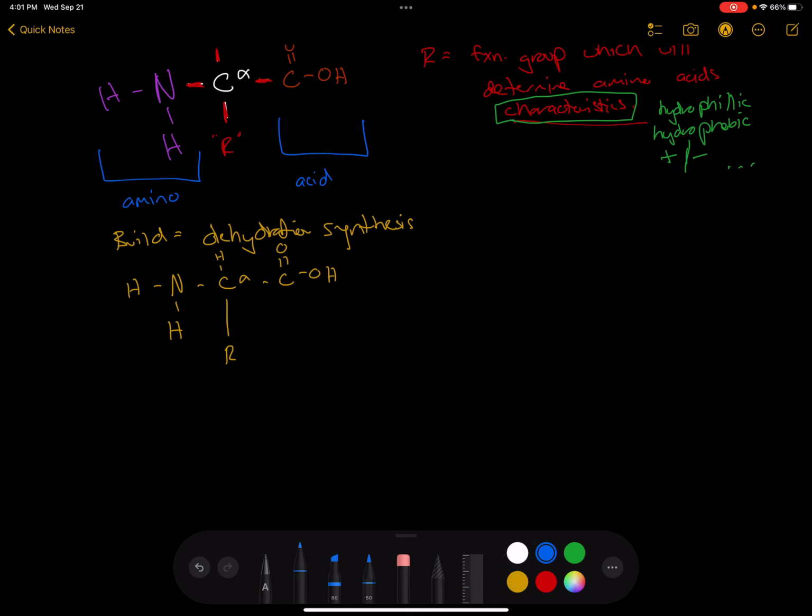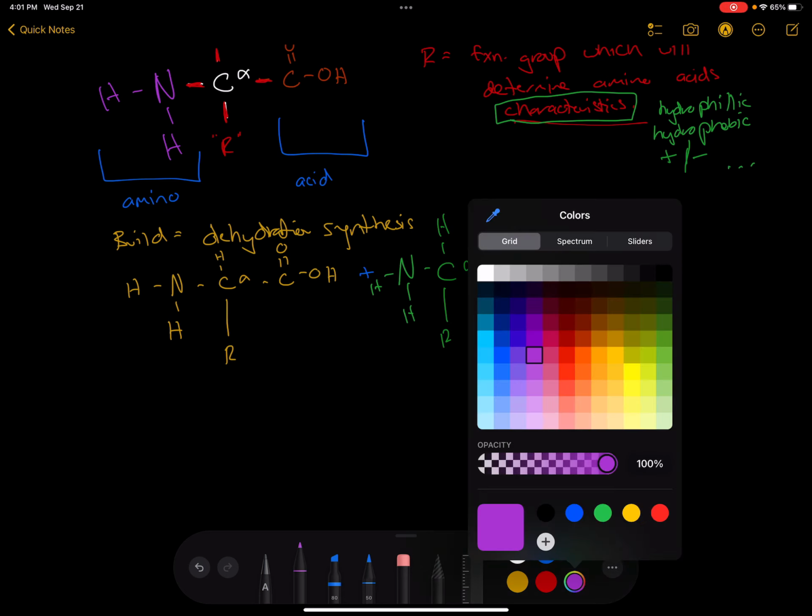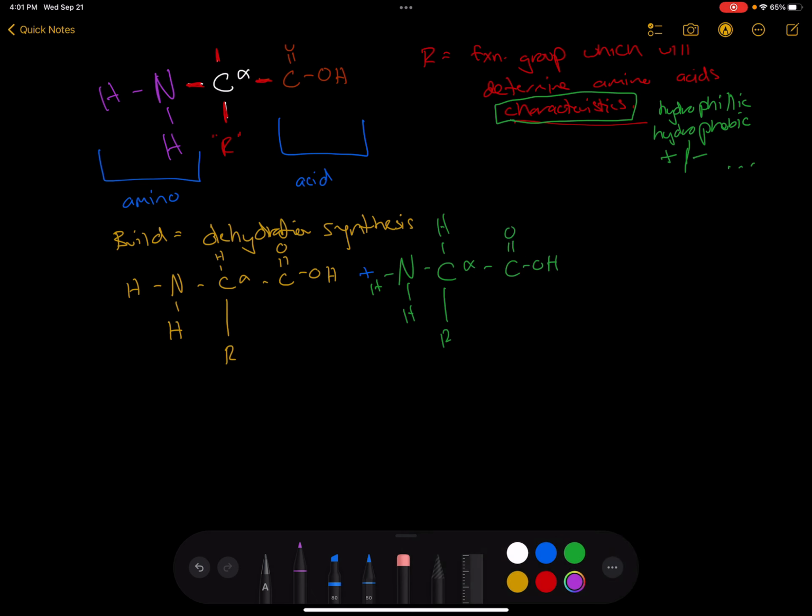Now what I want to do is add another amino acid. So let's just draw a second one. So here's my NH2. Attach that to alpha carbon, hydrogen, R group. Attach that to carboxylic acid. And so now all I want to do is join these two things together. And we've talked about how we join things together with dehydration synthesis by removing water.